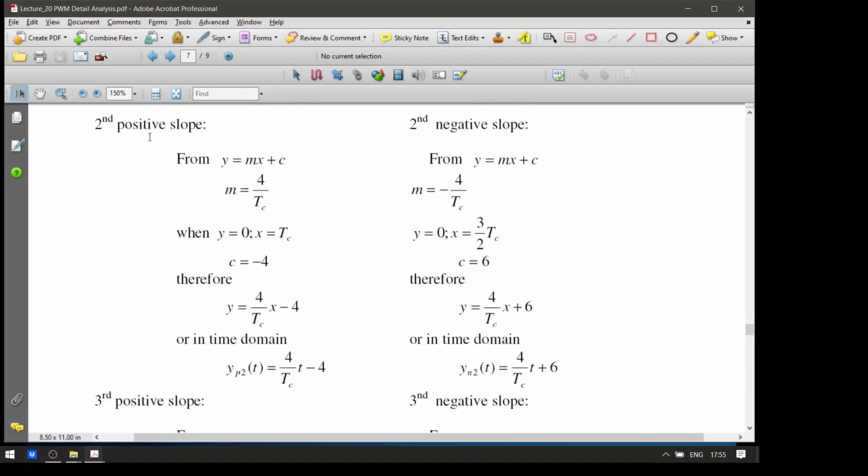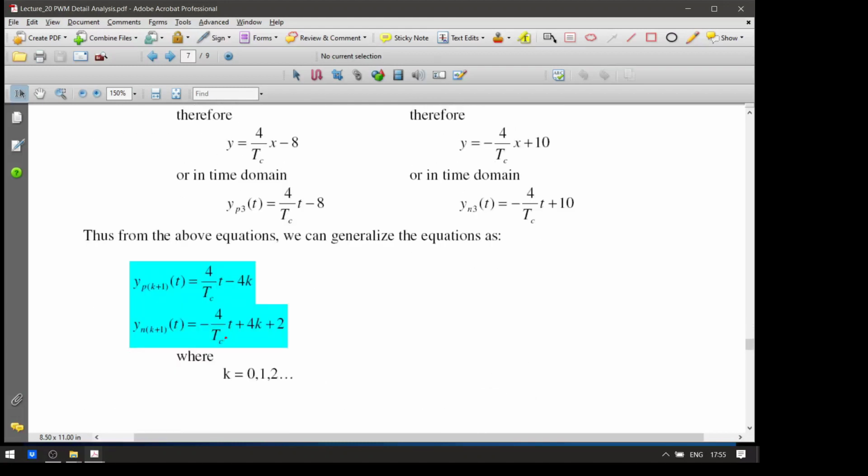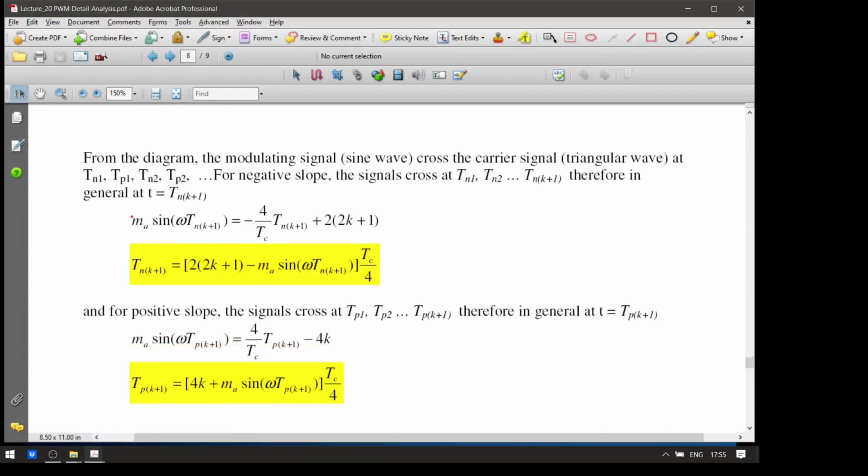Okay, so you proceed for the second positive slope, and then we have a third positive slope, and we have these two general equations here. So of course it's different from unipolar PWM. For the positive slope equation, ypk plus 1 of t equals 4 over Tc times t minus 4k, and then we have ynk plus 1 of t equals minus 4 over Tc times t for the negative slope equation, right? And then you equate again, very similar to previously. We have the same modulating signals here. We equate and we have these two general equations to describe the switching.